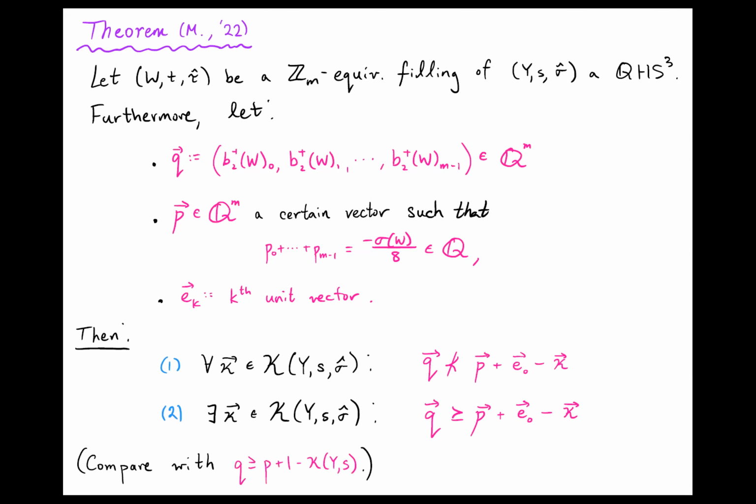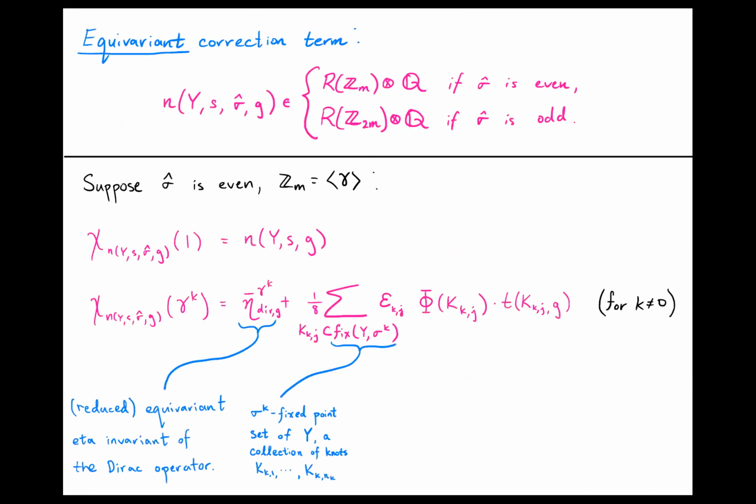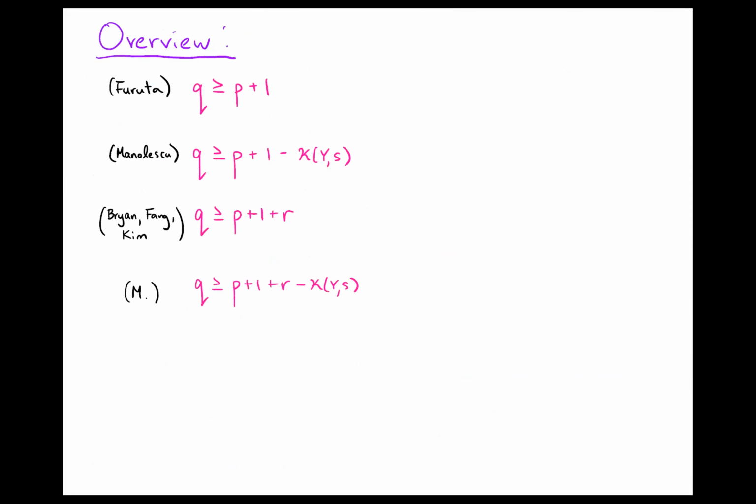So this is nice to compare. This is a natural generalization of Manolescu's inequality: Q is greater than or equal to P plus 1 minus the kappa invariant of Y, comma S. And I don't have enough time for the rest, so I'll just leave you on the slide comparing all the inequalities and end it there.